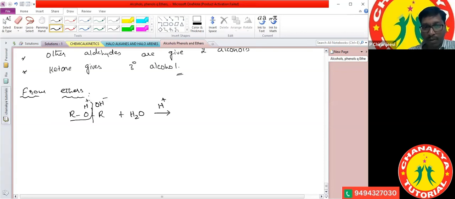If you combine them, you get R-OH, and the other side also becomes ROH. So in total, 2 moles of ROH are obtained. When you take a symmetrical ether, it forms 2 moles of the same alcohol. If you take an unsymmetrical ether, we get 2 different alcohols, which can be separated by the distillation method.